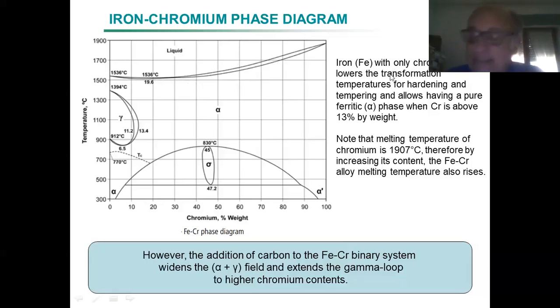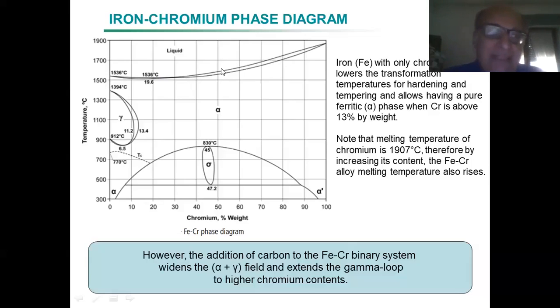Instead, you have an interval in which there is a small range where melting starts, and then where melting is completed. That interval might be small, as in this case, or larger. Anyway, you can initially observe that pure chromium, which is used very limitedly in industry, has a higher melting temperature than pure iron.